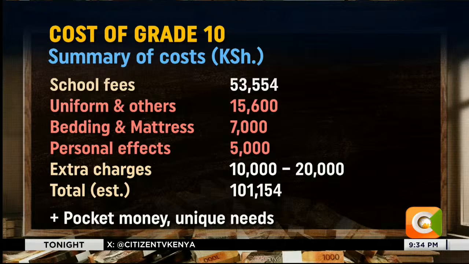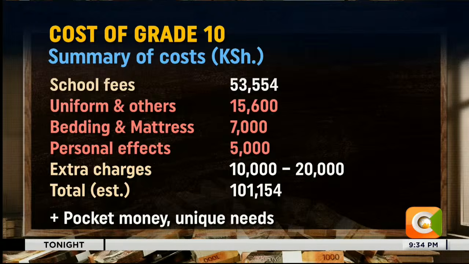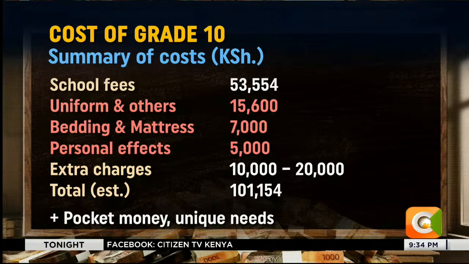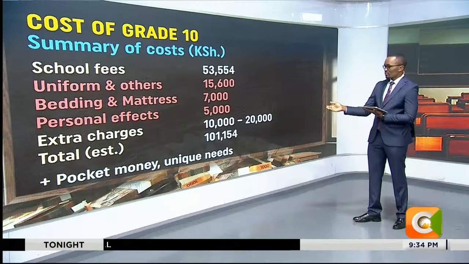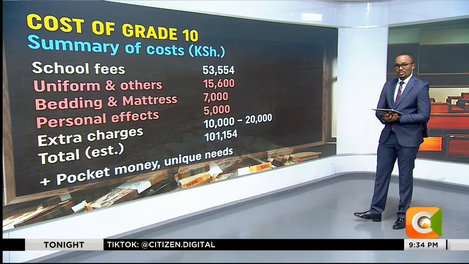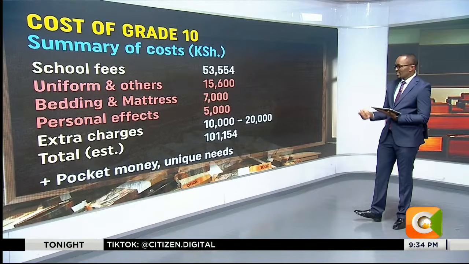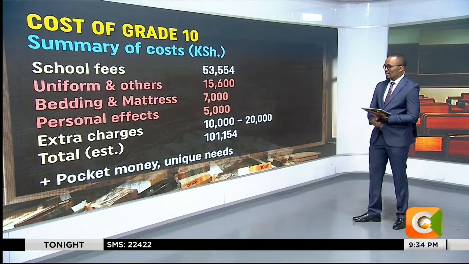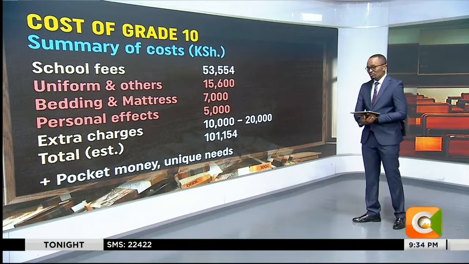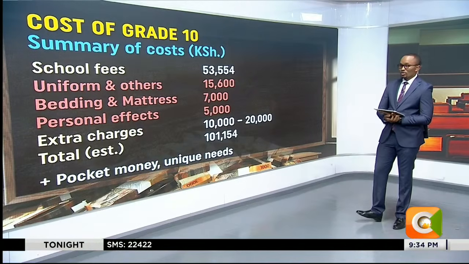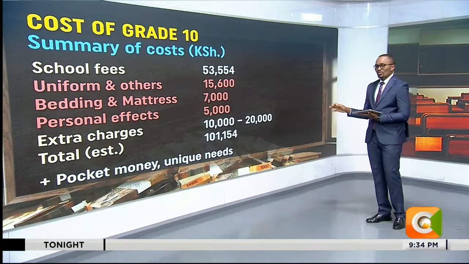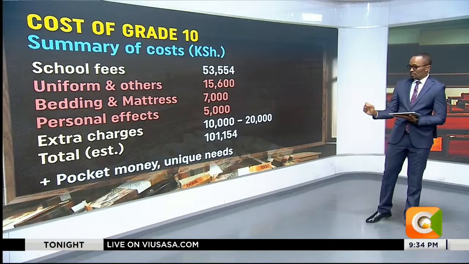Extra charges are usually disclosed on the day of admission or at a later date when the meeting is held, especially schools that have said there will be an orientation meeting for parents joining in early February. You may be informed that you require between 10,000 and 20,000, usually for development. It could be for motivation. It could be for remedial classes. That will be explained in that place. And if you do the math, you arrive at an estimate of 101,000 shillings for a student who is joining grade 10. That may vary depending on the level of the school, the location, and of course, that's very important, you require pocket money.